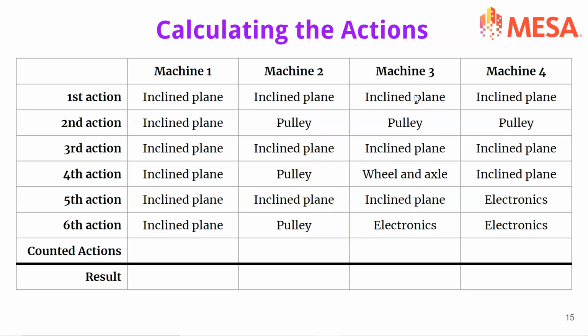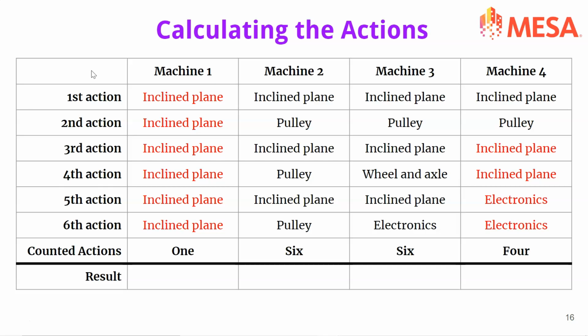For the third student, the student uses an inclined plane, followed by a pulley, followed by an inclined plane, followed by wheel and axle, followed by inclined plane, and then finally with electronics. And for Mason machine 4, the student uses an inclined plane, followed by a pulley, followed by 2 inclined planes, followed by 2 electronics. Now, in order to make this a little bit easier, I've done some highlighting to kind of explain and point out some of the nuances of how actions will be counted.